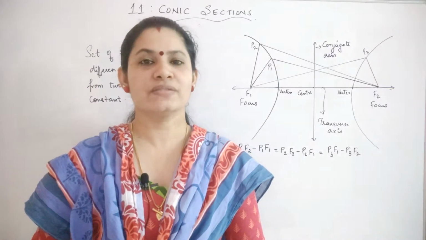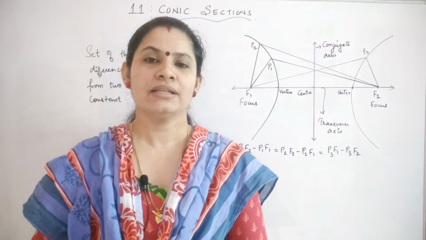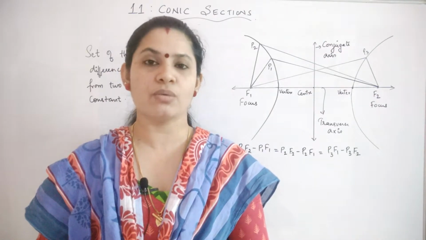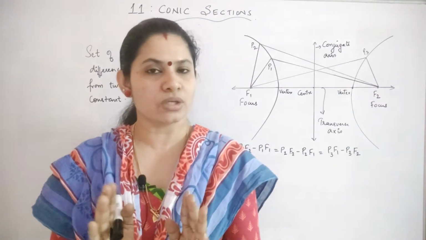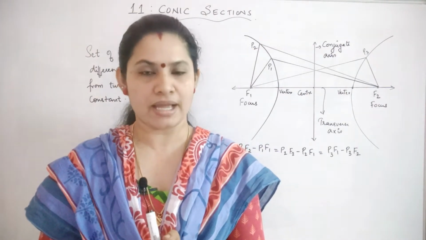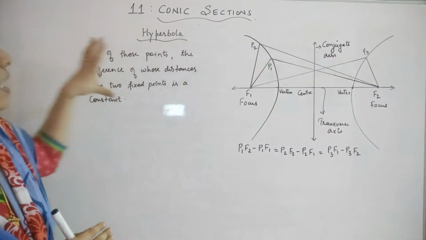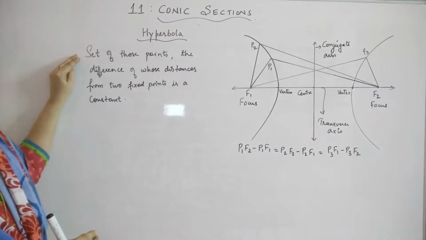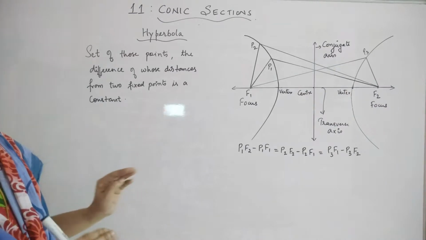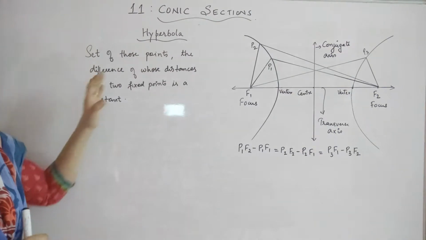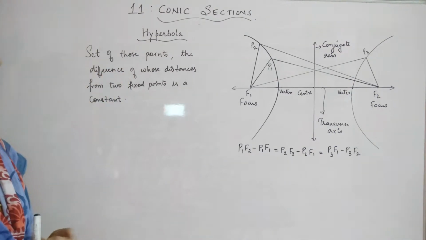Hello everyone, today we will be discussing a new topic of the chapter conic section, and that topic is hyperbola. Now what is a hyperbola? Already we have seen what the figure of the hyperbola is. Now we will see in detail what a hyperbola is. It is the set of all those points the difference of whose distances from two fixed points is a constant.